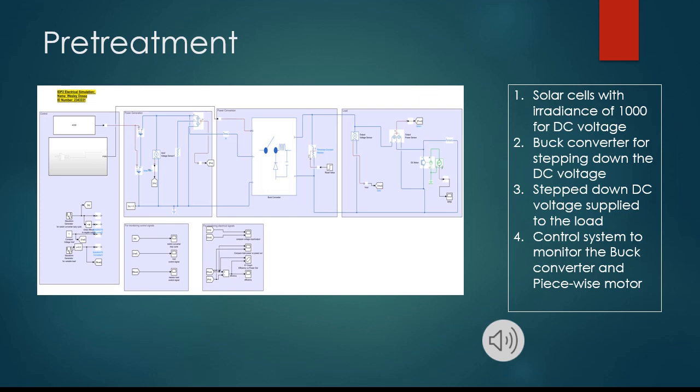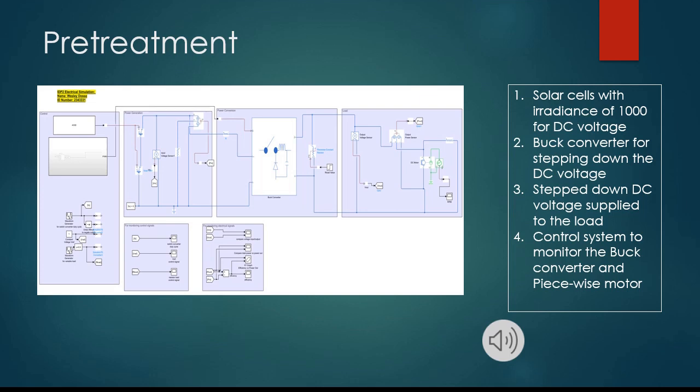For this, I decided to use a buck converter. What will happen is I will have an input DC voltage going into the buck converter, and the output voltage will be stepped down. The reason for this is so that I don't use too much voltage when I try to supply voltage to the load.